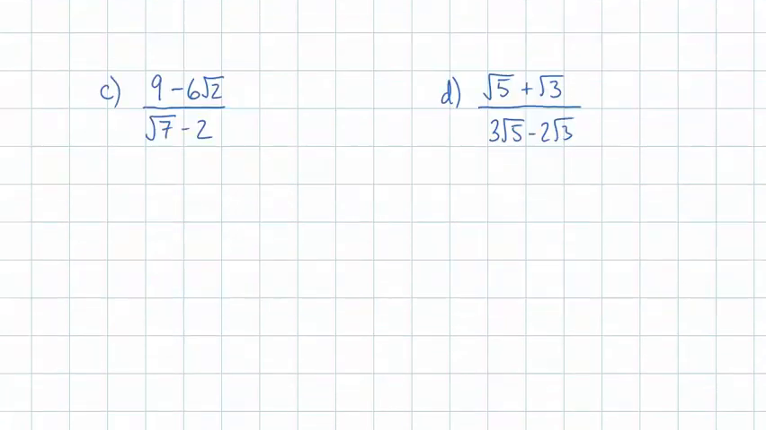Let's move them a little higher. Try doing C. Write the conjugate and the same thing on the numerator. Pause and work the problem, see how you do. Conjugate's root 7 plus 2. I'll write it numerator, denominator. The denominator is root 7 squared minus 2 squared. That's 7 minus 4. That's 3.